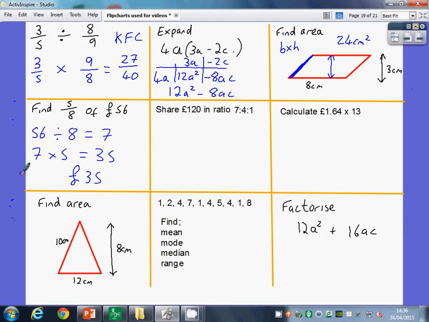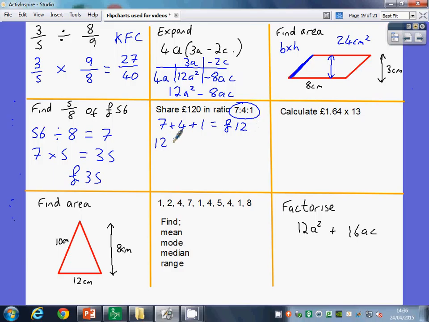Question 5, sharing £120 into a ratio of 7 to 4 to 1. Well, the first thing we do, if you think about it, what we're actually doing is giving 7 to you, 4 to you, 1 to you. 7 to you, 4 to you, 1 to you. So each time, we are actually sharing out £12. Okay? So every single time, if I'm sharing 7 to you, 4 to you, 1 to you, we're sharing £12 out every time.